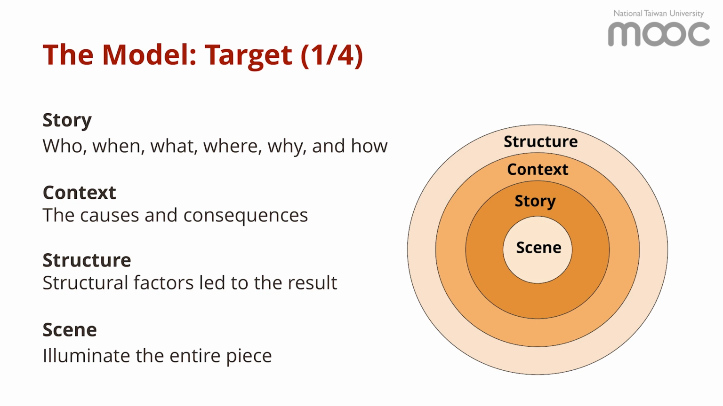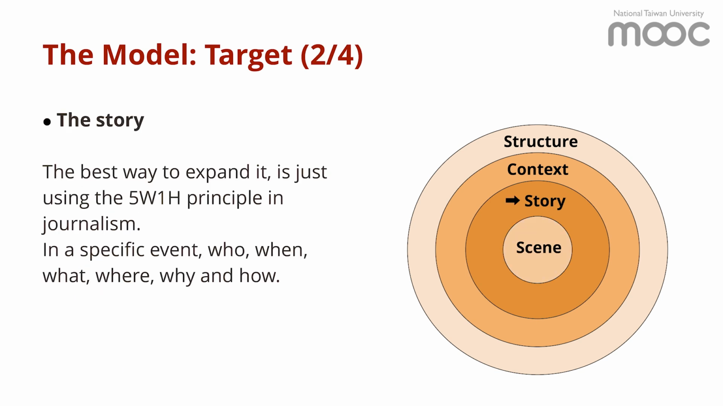So I try to divide this target into four concentric circles. Let's start with the colors, from dark to light. First, you can see in the second level, it's the story. The story is the basic one: what actually happened, right? What actually happened is the story. The best way to expand it is to use the classic 5W1H principle in journalism. In a specific event: who, when, what, where, why, and how. These basic elements constitute a micro-complete story. If you can clarify all elements of 5W1H, readers' questions will gradually be answered as they follow your narrative.